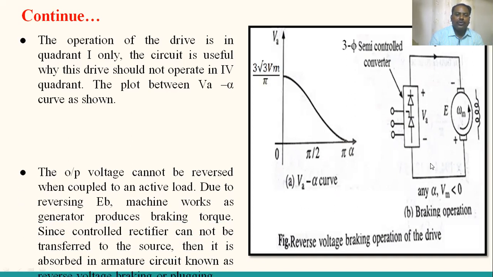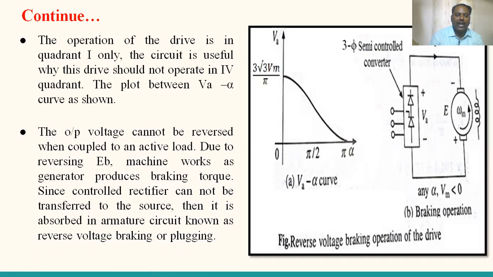So the output voltage cannot be reversed when coupled to an active load. Due to the reversing back EMF, the machine works as a generator producing braking torque. Since the controlled rectifier cannot transfer energy to the source, it is dissipated in the armature circuit resistance, known as reverse voltage braking or plugging. So this is about the three-phase semi-controlled converter fed DC separately excited motor, right?